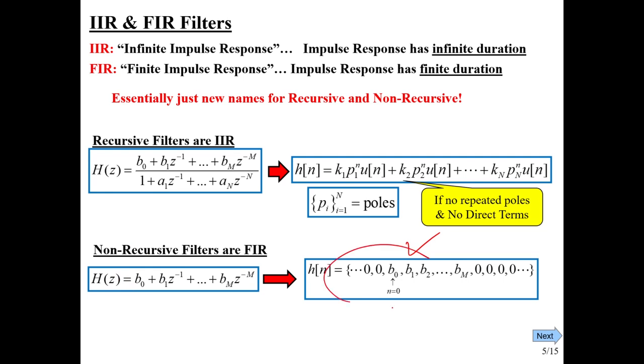This is just a little notation for writing finite duration sequences. We're showing zeros before and zeros after, and then this tells us at what time it stops being 0. So that's the notational scheme there. We can see that the impulse response and the coefficients of the transfer function for the FIR case are very easy. In fact, they're just 1-to-1. So very easy to see.